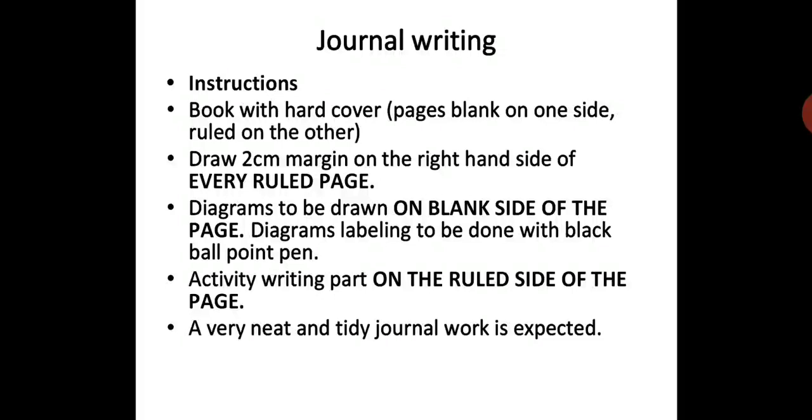Let me repeat the instructions. Book with hardcover, you will have pages blank on one side and ruled on the other. You have to draw a 2 cm margin on the right hand side of every ruled page. Diagrams to be drawn on the blank side of the page. Diagram labeling to be done with a black ball point pen. Activity writing part on the ruled side of the page. A very neat and tidy journal is expected.